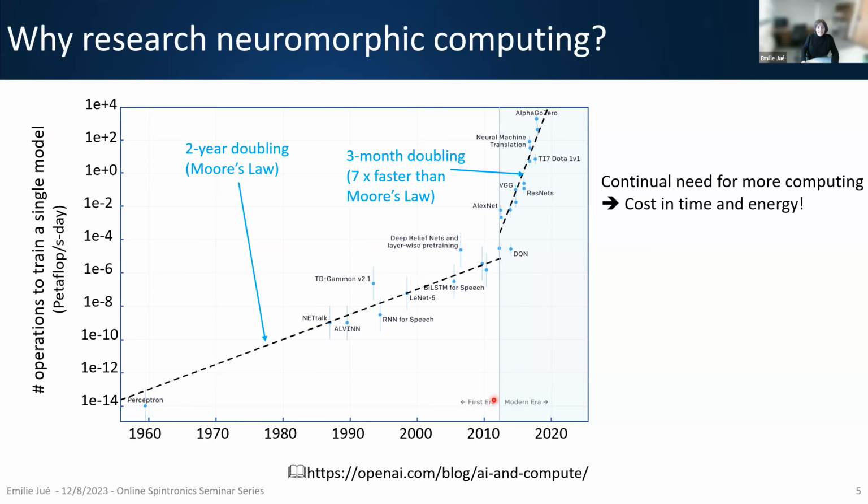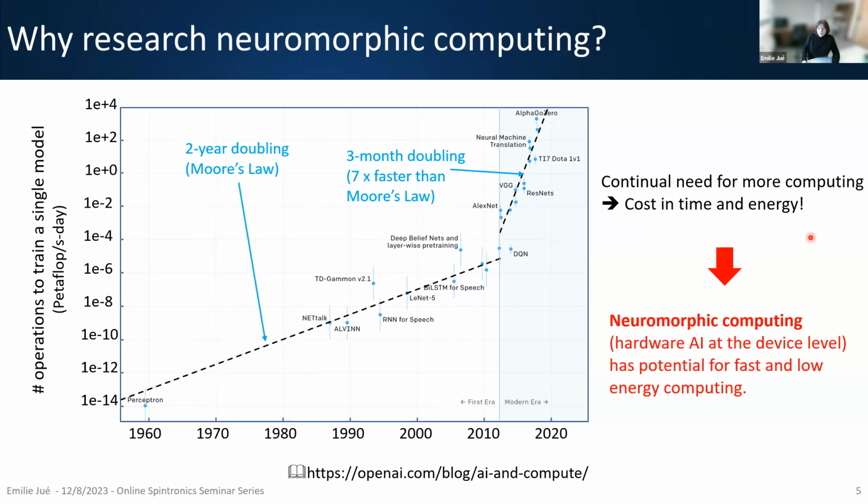What we can see is that since 2012, the training demand has been doubling every 3 months. Just to put that in perspective, this is about 7 times faster than what we typically observe with Moore's law. So you can imagine that this high training demand of these software algorithms has a cost in terms of time and also in terms of energy.